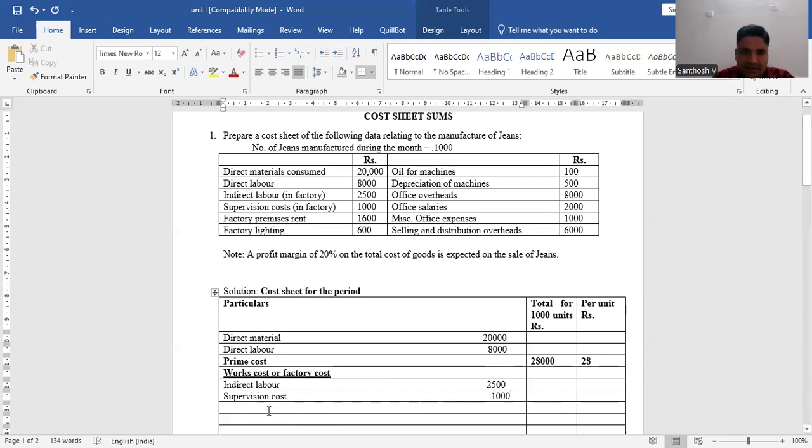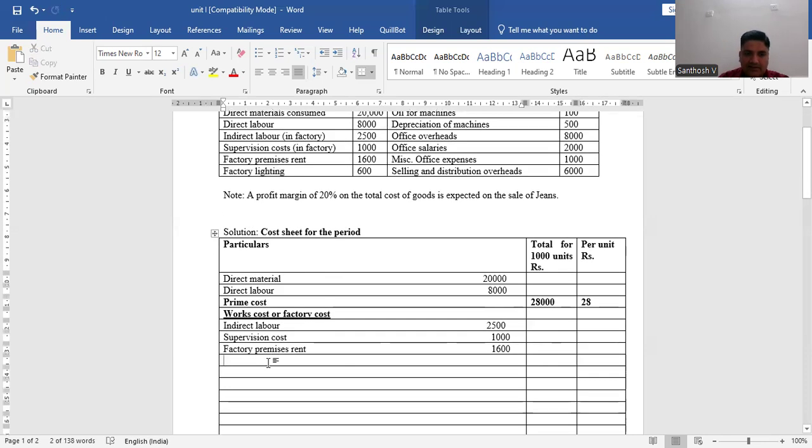Then factory premises rent. Factory premises rent is given in the question as 1,600, and that amount also we need to write here. So 1,600, and factory lighting. Factory lighting also comes under this column only. That amount is 600.